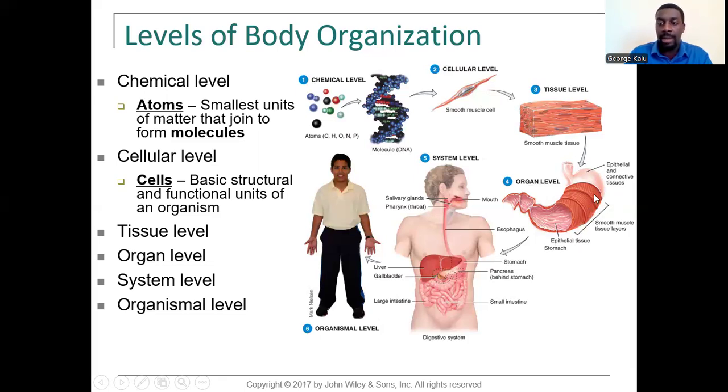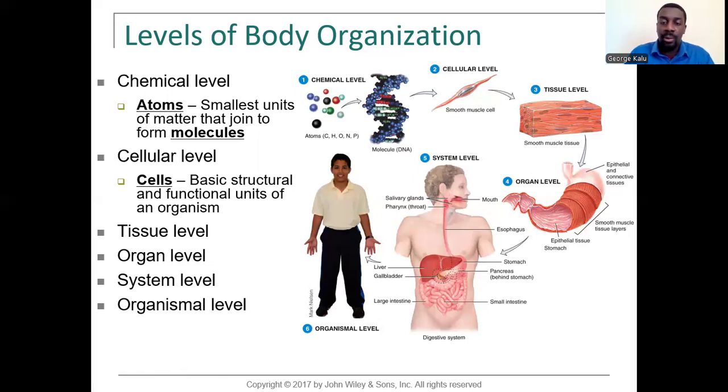The stomach is going to be made up of muscle tissue. It's going to be made up of epithelial tissue and connective tissue, as well as some nervous tissue. All of those are going to come together to form a specific function of that particular organ. And again, we'll talk about tissues next week.